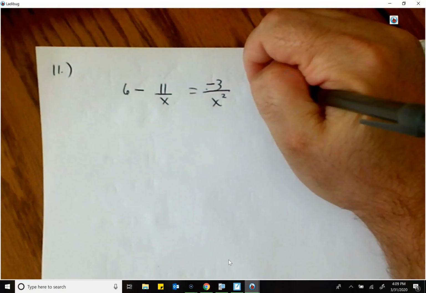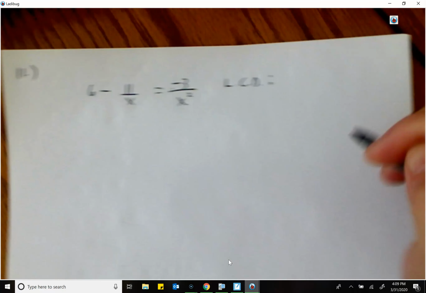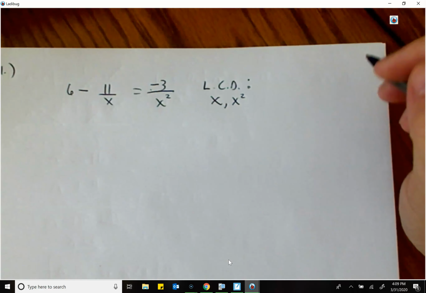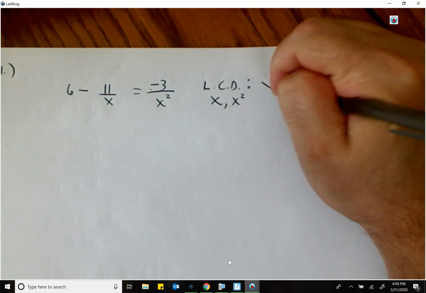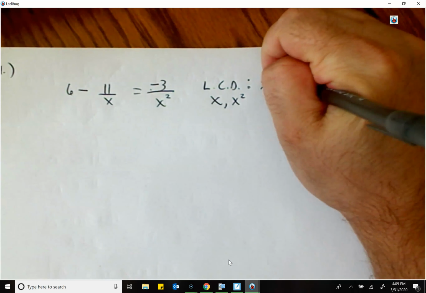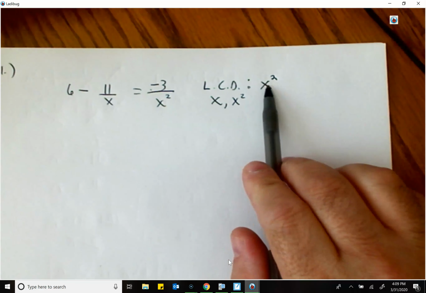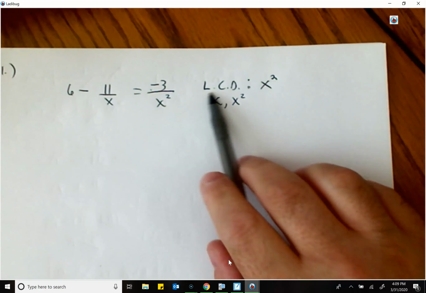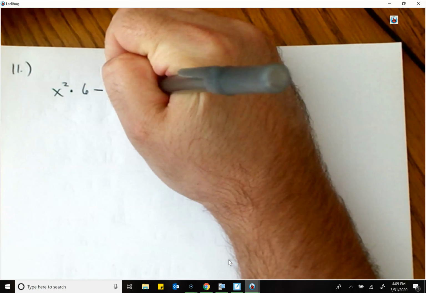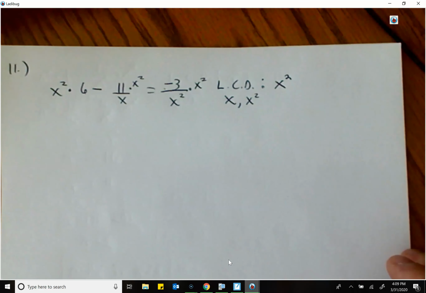So again, find that LCD. My denominators are x and x squared. What is the LCD going to be? I write down my first denominator. X covers x, but it doesn't cover the x squared. So we just up the power. Now x squared definitely covers x squared. And x squared is made up of 2 x's, which certainly covers 1. So again, everyone gets an x squared.